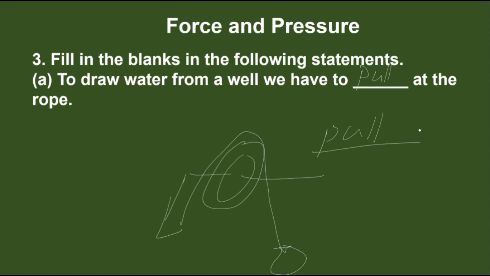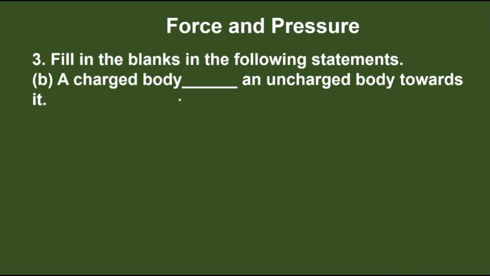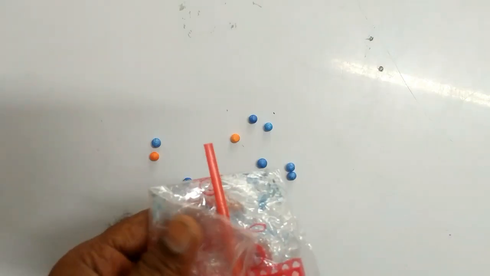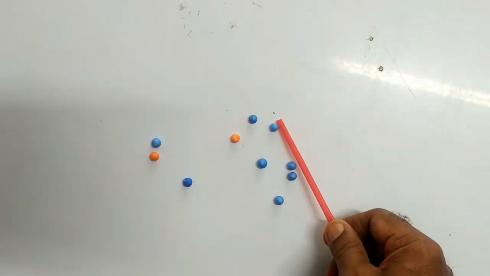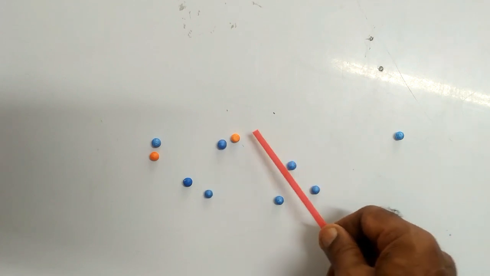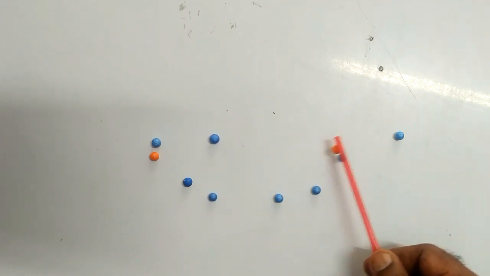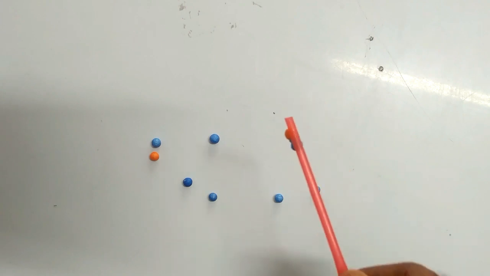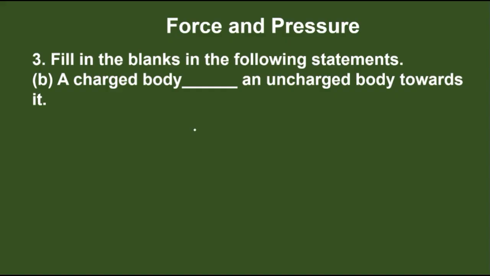The next question. A charged body and an uncharged body, what happens between them? Okay, if you bring them near. I have already shown you how to charge a body. Okay, just by rubbing you can charge a body. Right? And when you bring a charged body near an uncharged body, as you have seen in the demonstration, what happens is the charged body, in that demonstration it was a straw, isn't it? Attracts an uncharged body, right? Quickly we'll go for the next one.